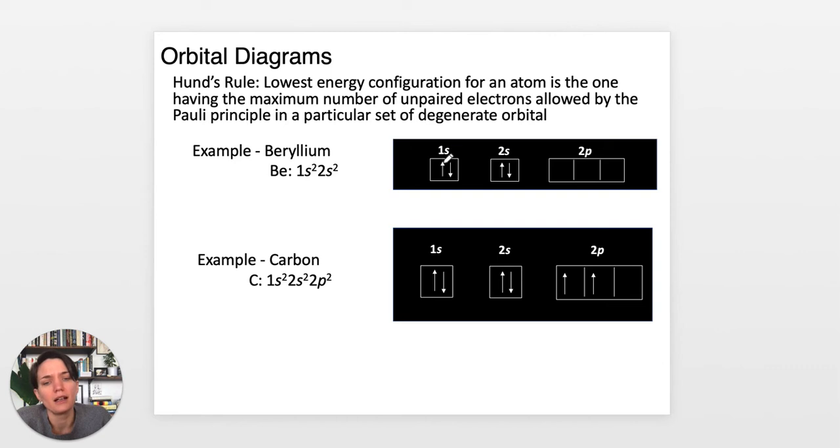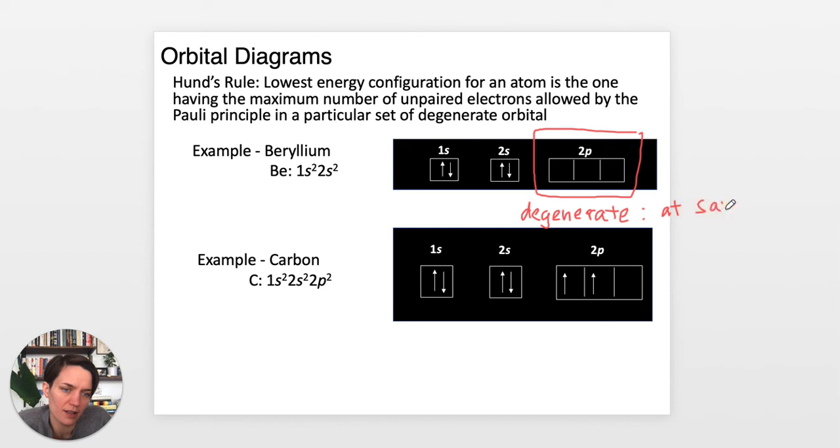So our 1s orbital has to be filled before our 2s orbital. So this would be our electron configuration, and this would be our orbital diagram. Now, orbital diagrams are really nice and kind of are giving us a deeper understanding because they really clearly show that these 2p orbitals are degenerate, which means they're at the same energy level.